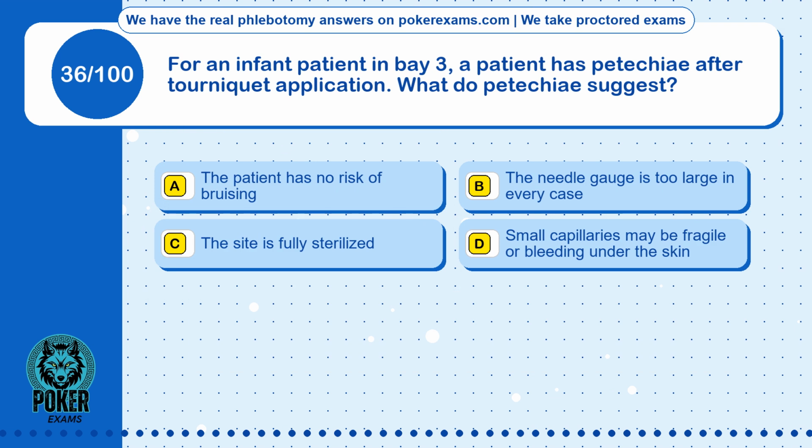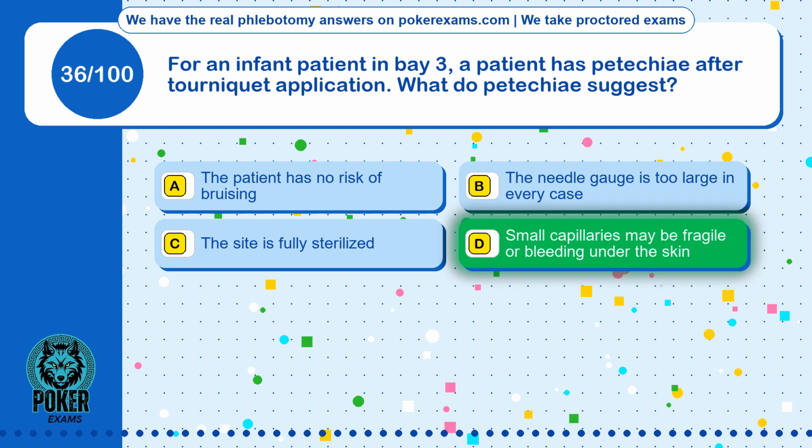Question 36. For an infant patient in Bay 3, a patient has petechiae after tourniquet application. What do petechiae suggest? Option A. The patient has no risk of bruising. Option B. The needle gauge is too large in every case. Option C. The site is fully sterilized. Option D. Small capillaries may be fragile or bleeding under the skin.